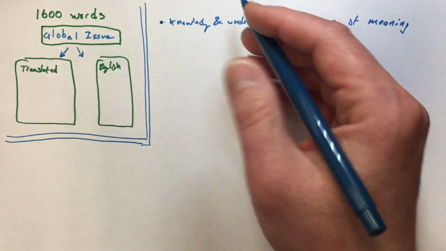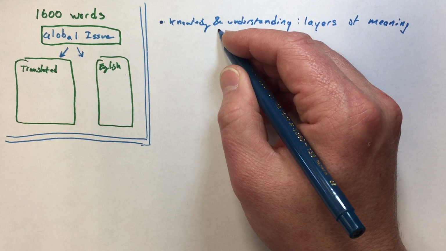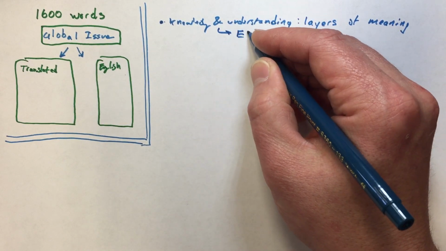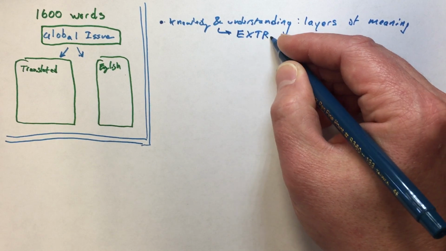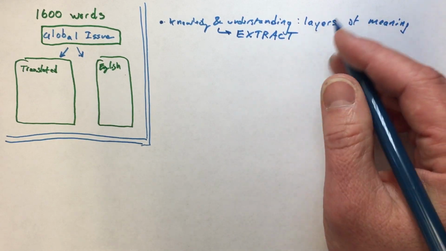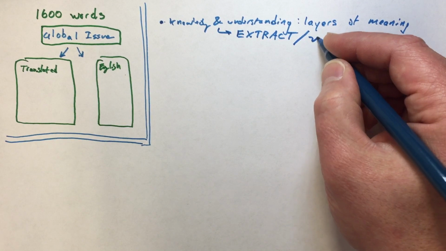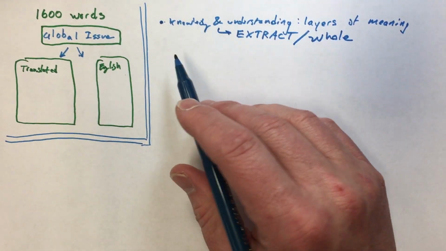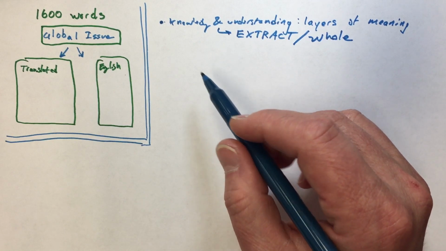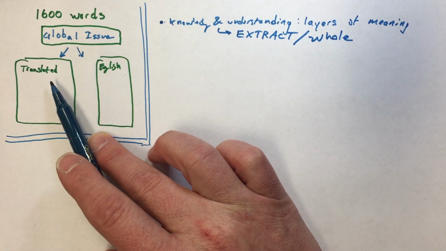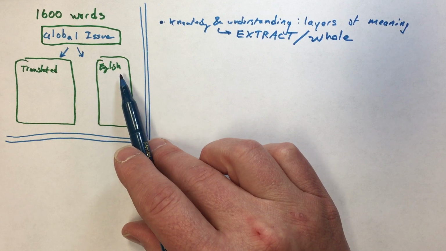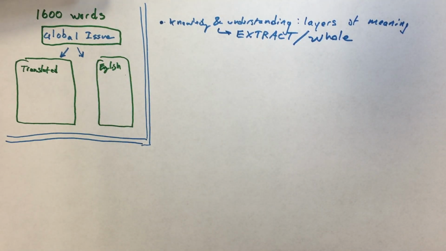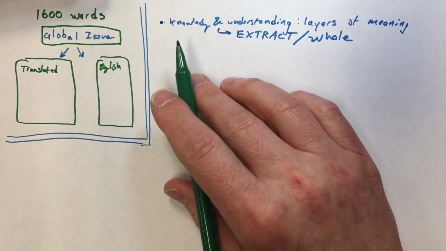And those layers of knowledge and understanding are for the extract that you have chosen. It's for the extract, but it's also for the whole work. And you can demonstrate both of those in the time that you have to speak, which is 5 minutes for the translated text and 5 minutes for the English text. So that is the first part of the rubric.